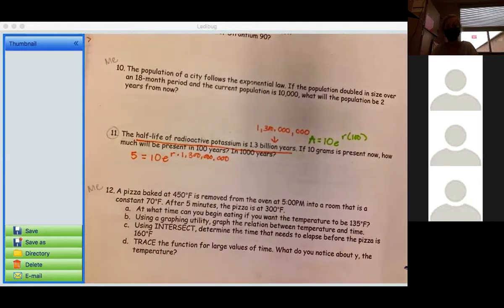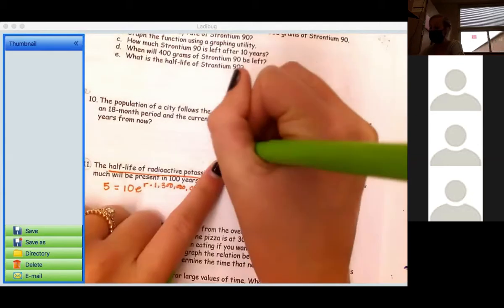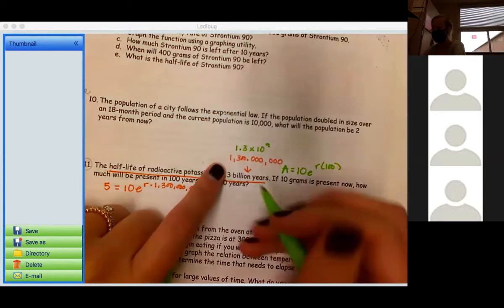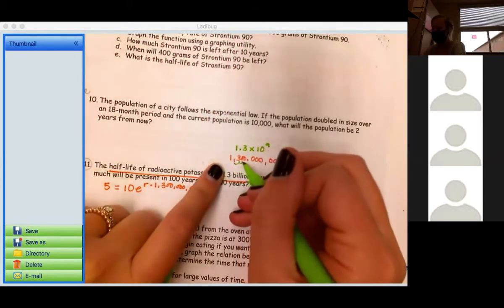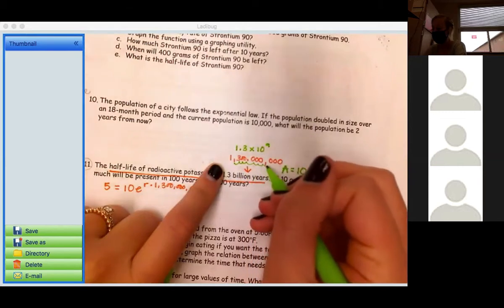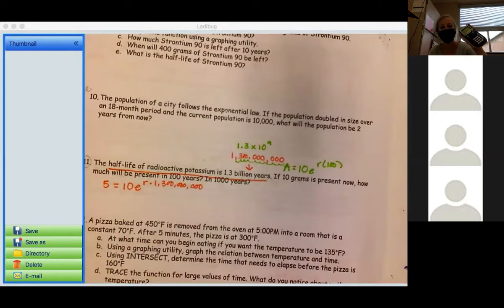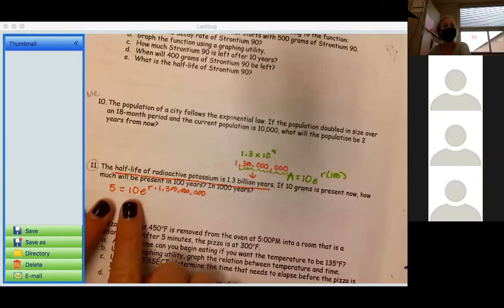How would you write 1.3 billion in scientific notation? It would be 1.3 times 10 to the 9th, because you would move the decimal 1, 2, 3, 4, 5, 6, 7, 8, 9 places. Yeah, the scientific calculators, like the graphing calculators, use E instead of 10. But that's what the E means, the 10th place. Yep. Okay. So how would I solve for R?